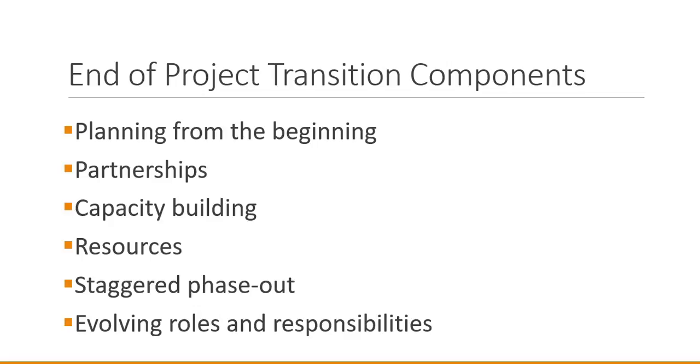The components of the end of project transition include planning, and planning for the end should begin from the beginning. The transition should be planned in the early stages of the project. Partnerships are important. In particular, who will the members of the local community be that are going to ensure the continued operation of the project once the NGO is no longer involved?